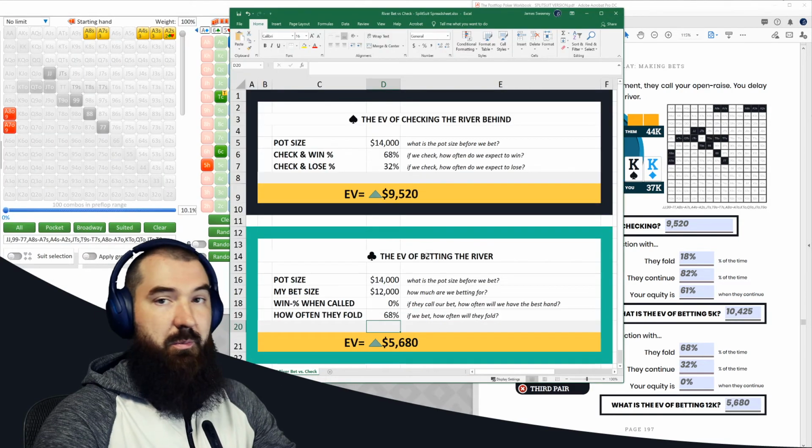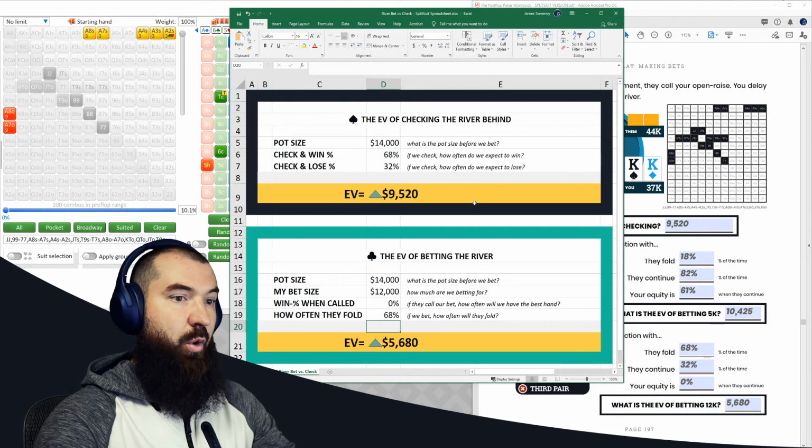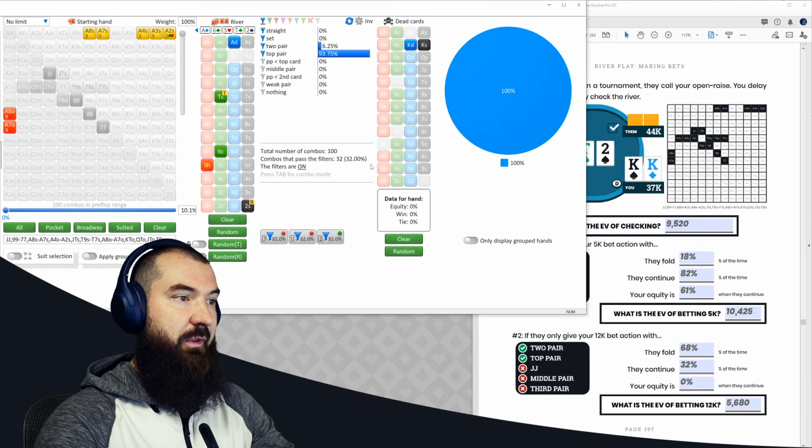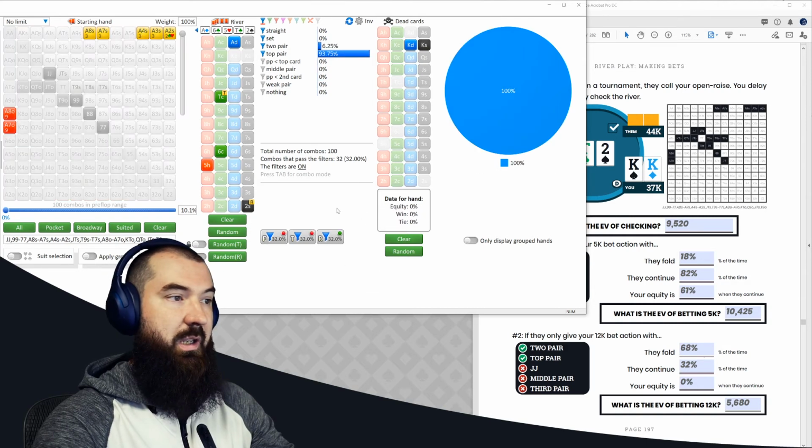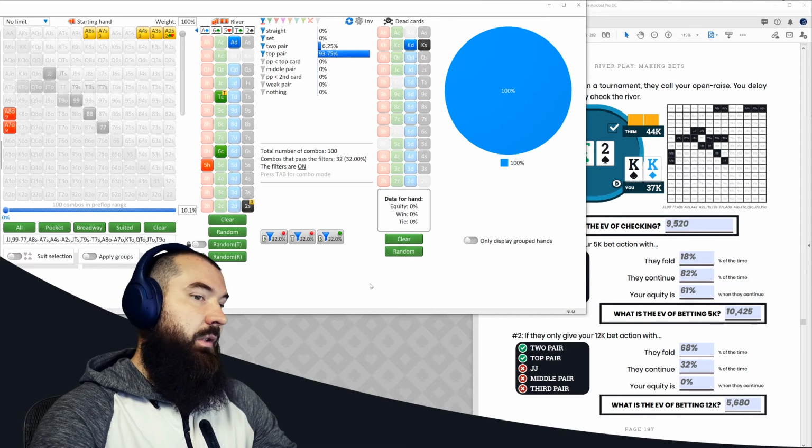So again, this spreadsheet is very, very helpful for just making quick work of these kinds of exercises. Make sure that you take your time with Flopzilla. When you're locking things in, make sure you're looking at the folding percentage just before that. And then when you're looking for your equity, make sure to lock in the range and then check right over here. So hopefully this helps.